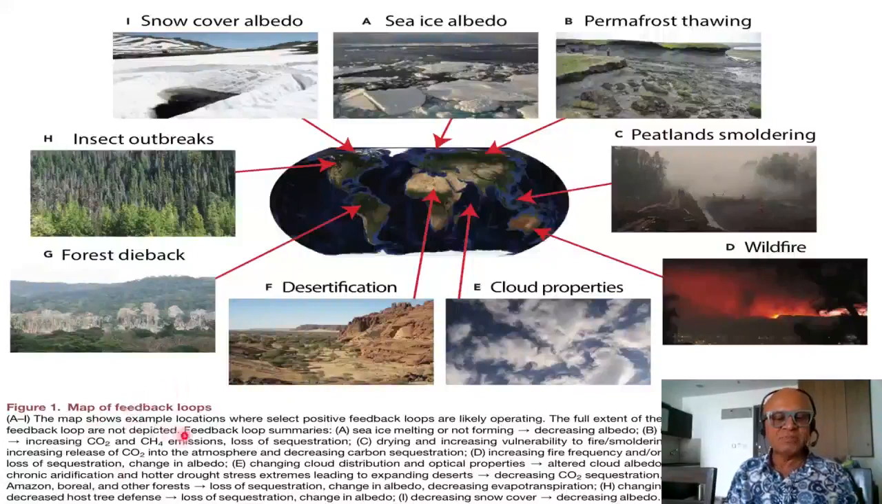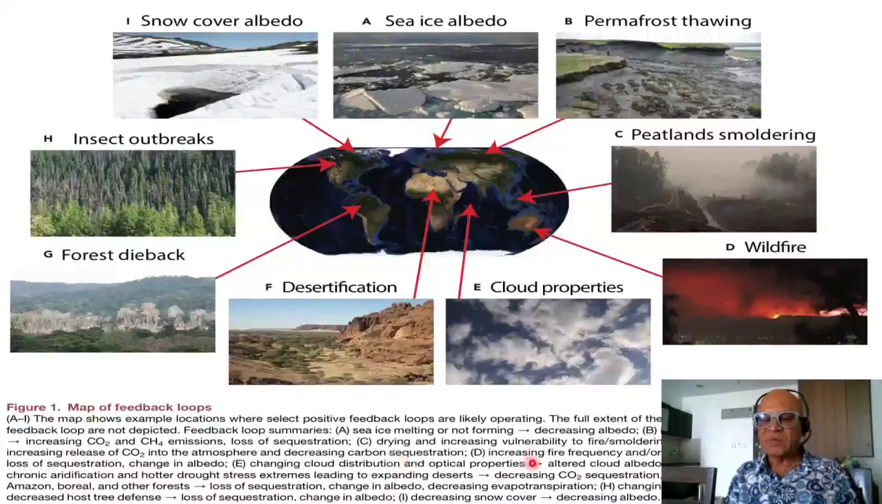Okay, so I'm being a bit brief, but you can read the caption here. The map shows example locations where select positive feedback loops are likely operating. The full extent of the area and locations impacted by each feedback loop are not depicted. Feedback loop summaries: sea ice melting or not forming, decreasing albedo, okay, which I mentioned. Increasing thawing and decomposition, increasing CO2 and methane emissions, and loss of sequestration. But as I said, these are more complicated than that, so we should be careful about simplifying too much.